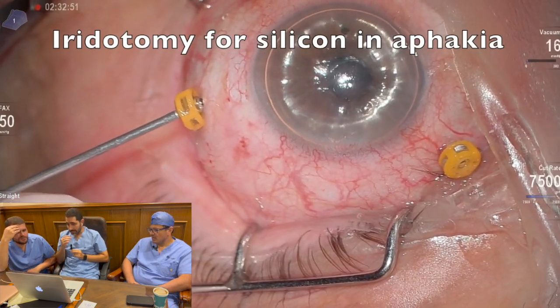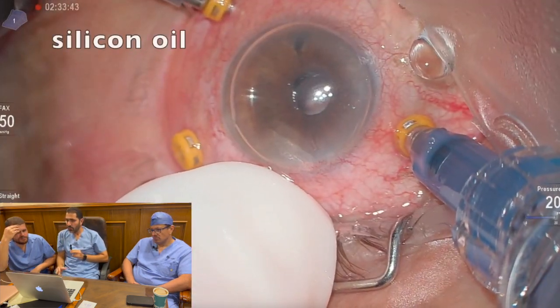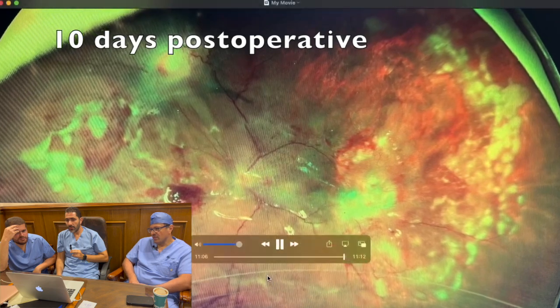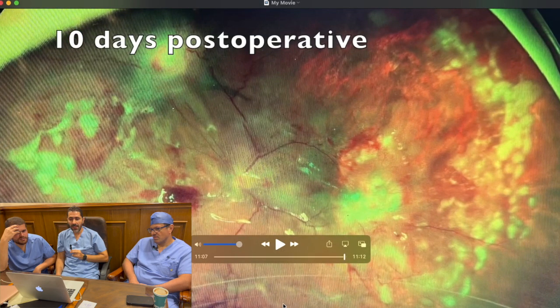What was the final visual acuity? Counting fingers, 2 to 3. It looks great under oil. This is 10 days. Don't take any more pictures.